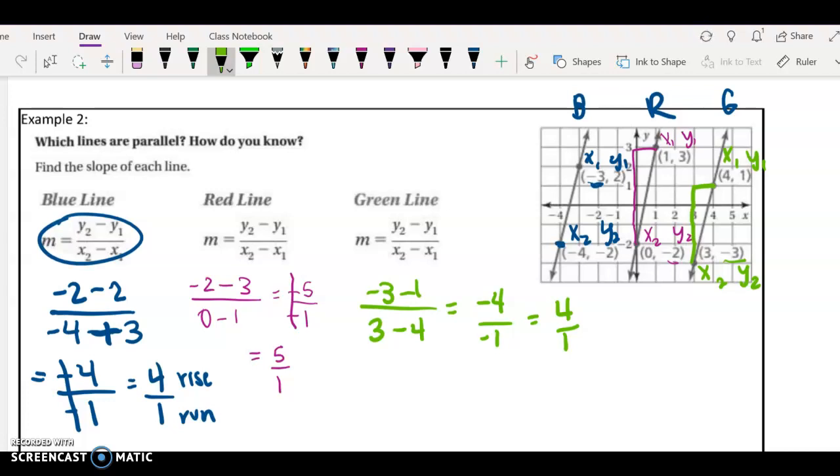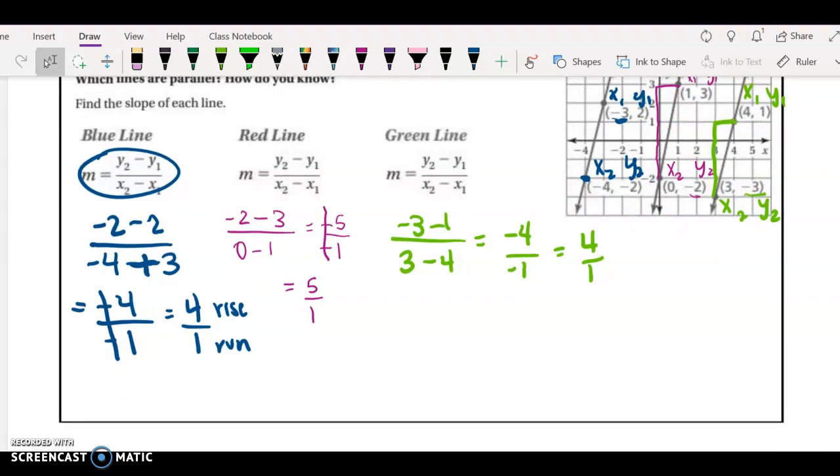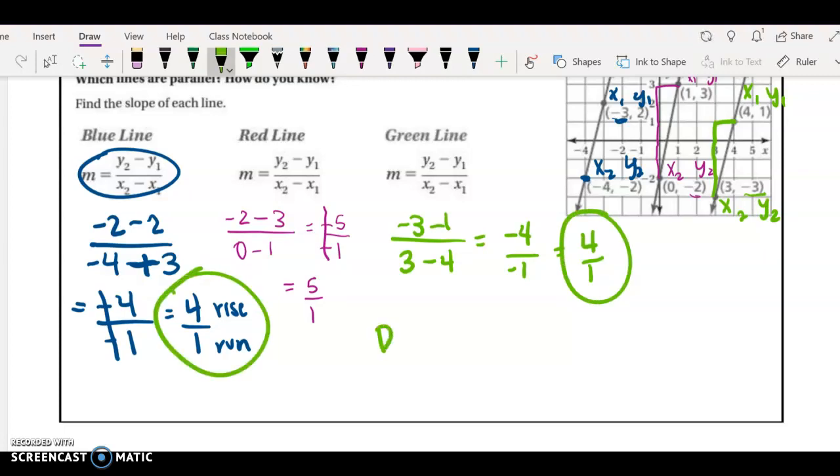So it says, which lines are parallel? If they're parallel, they have the same slope. So my green and my blue have the same slope. So blue and green are parallel.